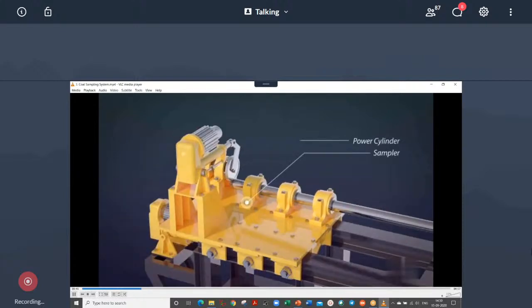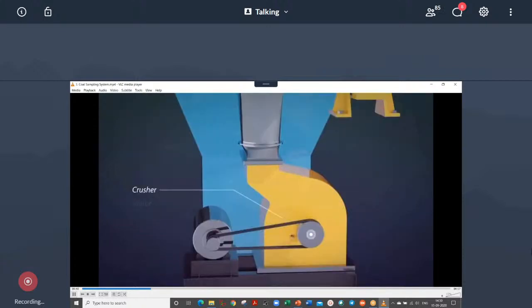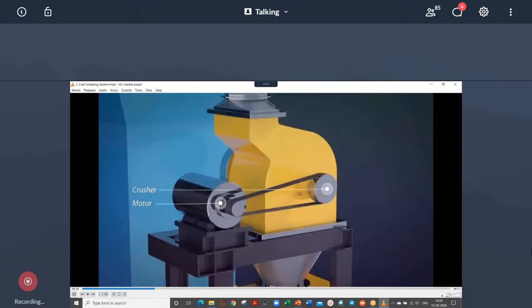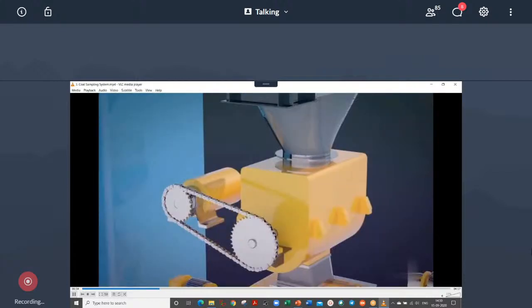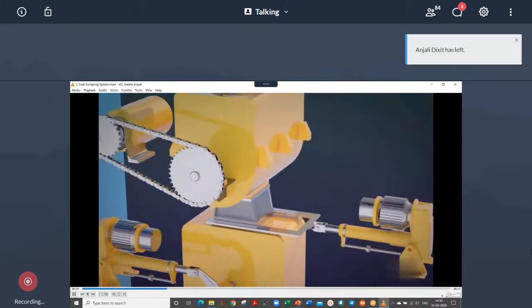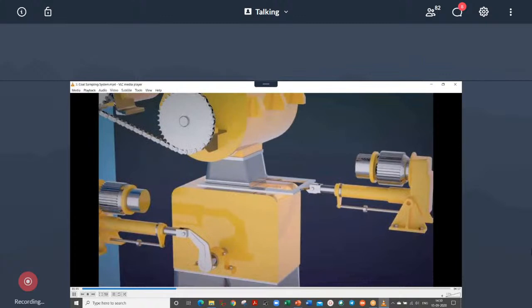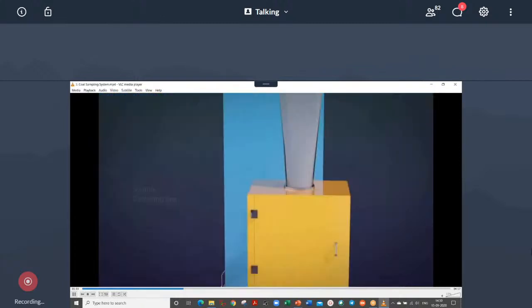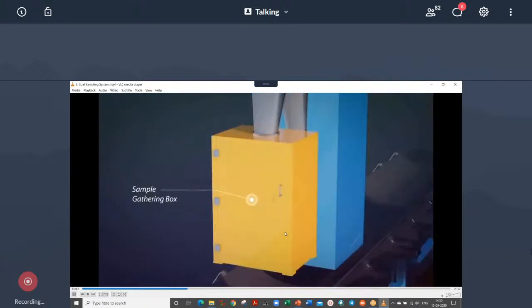We can alter it. This is the crusher which has to crush whatever coal is coming in, and then there is an automatic mixer which will mix this coal. Then we have the slide gate and the powder cylinder, and it will convert those things back into a sample place where a sample can be held.